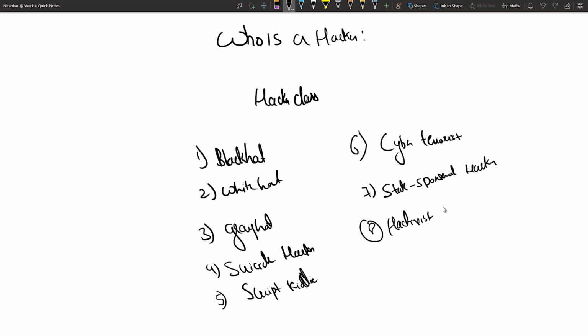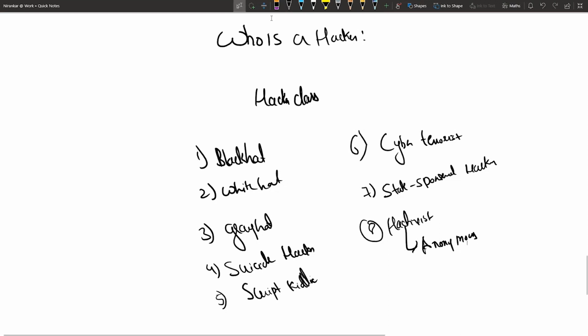Then we have hacktivists. A hacktivist is a group of people or a person who promotes a political agenda by hacking, especially using hacking to deface and disable websites. The most famous group, if I talk about hacktivists, is Anonymous. They are the group who do hacking for a cause. So this is it for the first half.